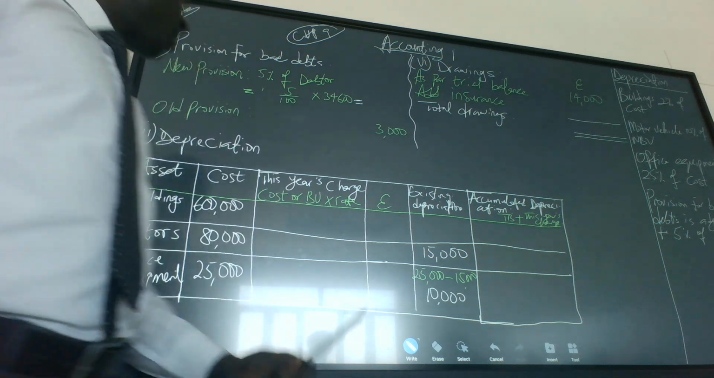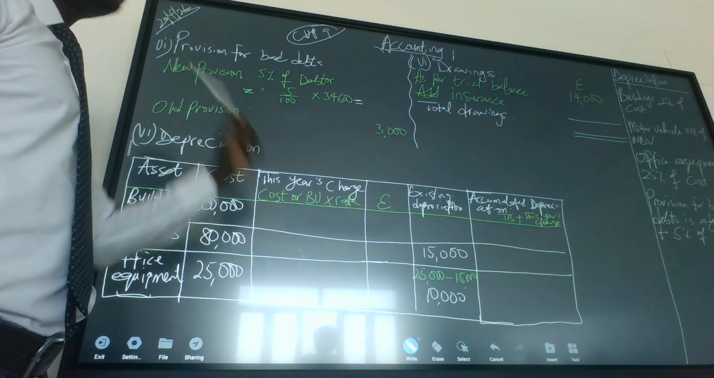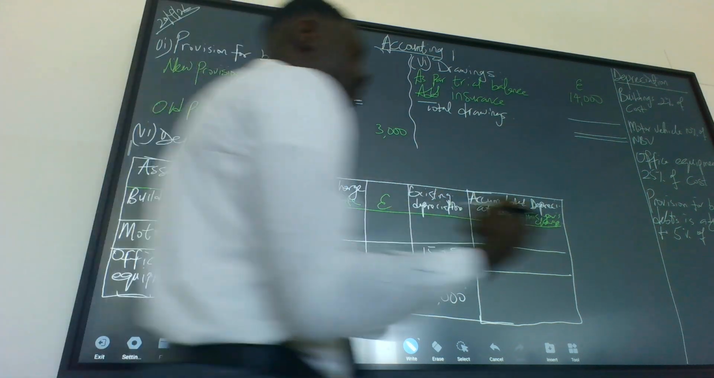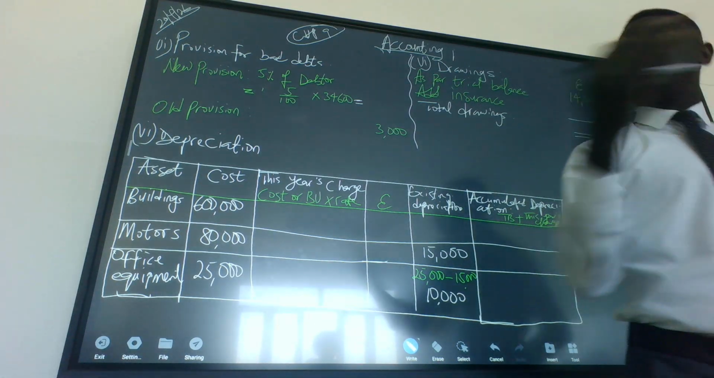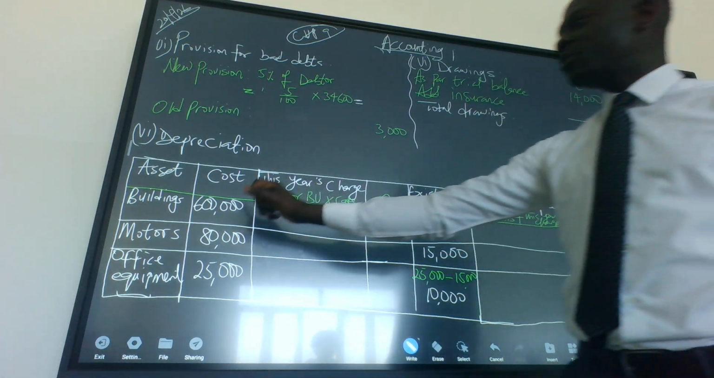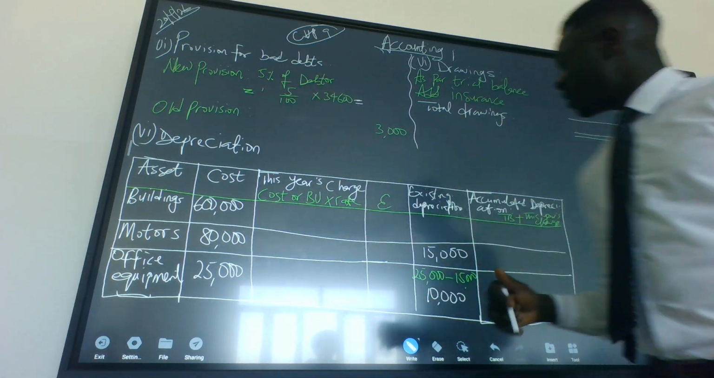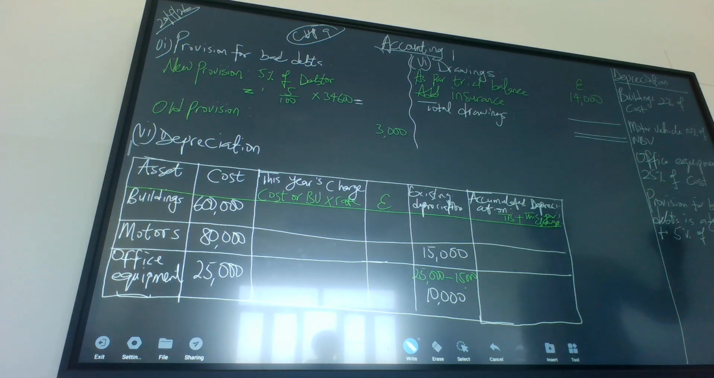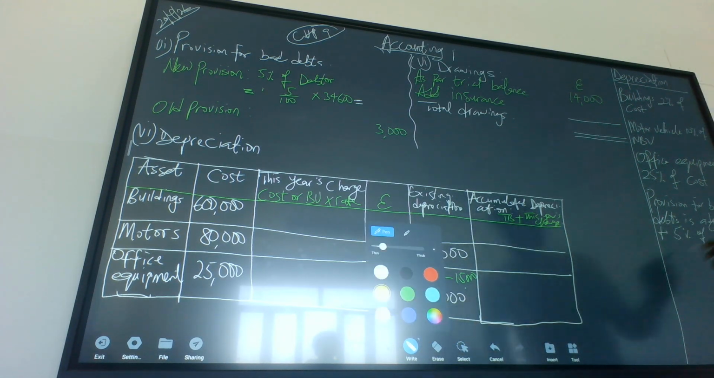So we move on. We have provision for bad debt. In the previous note, the provision for bad debt was we have for building. Okay, for provision for bad debt, they said provision for bad debt is adjusted to 5% of debtors. 5% of debtors.